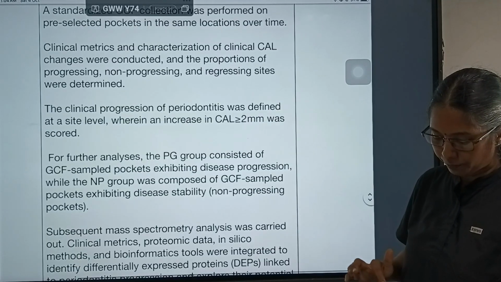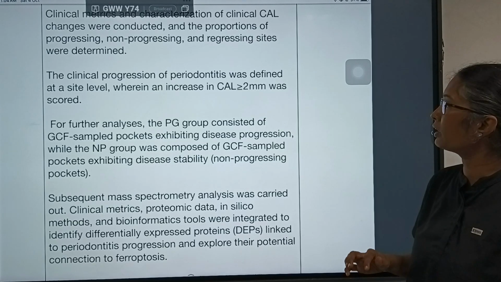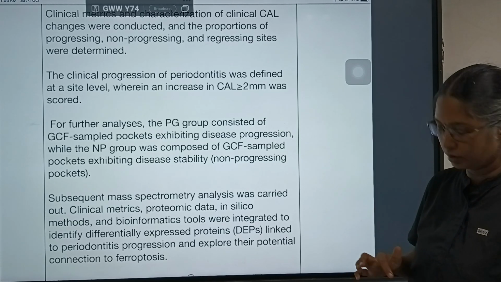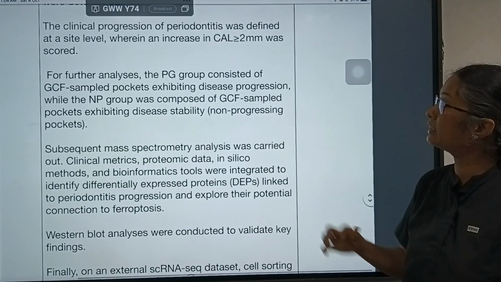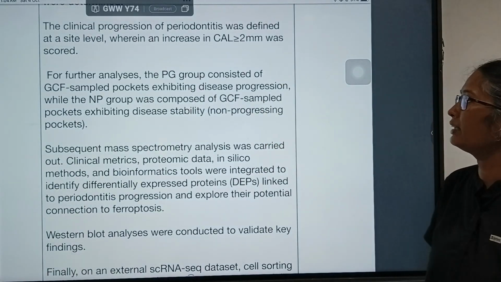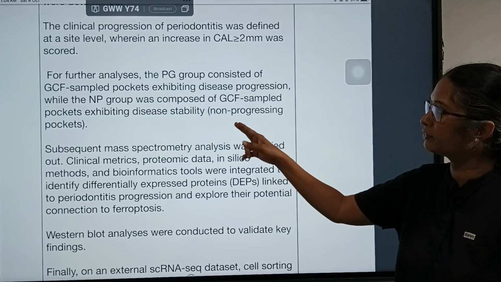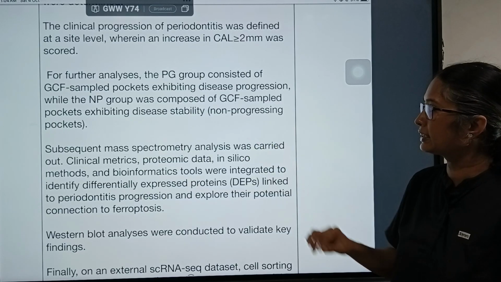So there are different kinds of areas where they could collect the GCF. The clinical progression of periodontitis was defined at the site level, where an increase in the clinical attachment loss of more than 2 mm was noted. For further analysis, the PG, which is the progressive group, consisted of GCF sample pockets exhibiting disease progression, while the non-progressive group was composed of GCF sample pockets exhibiting disease stability.